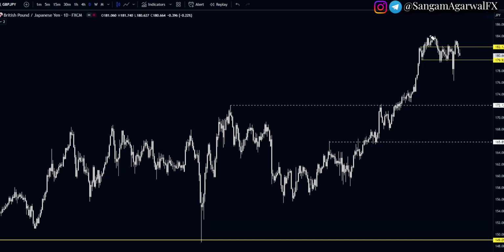And your GBPJPY, it tried but it could not break above the 184 level. So BOJ will wait for the Fed rate cut because yields will fly and that can create a market crash. So it is coming down and it can break below the 176 level, but major support will be 172.